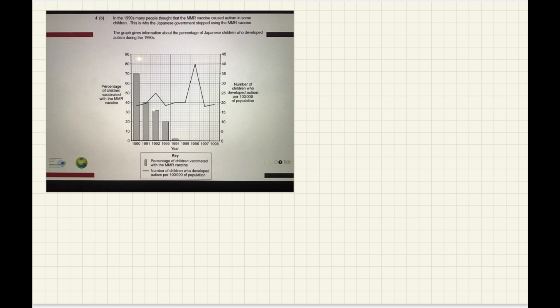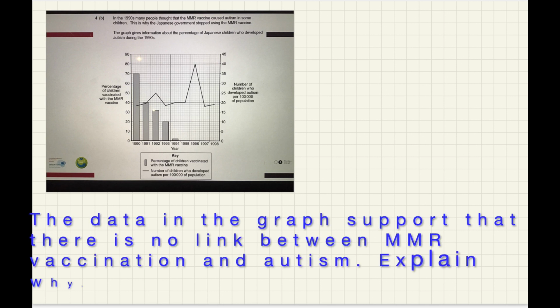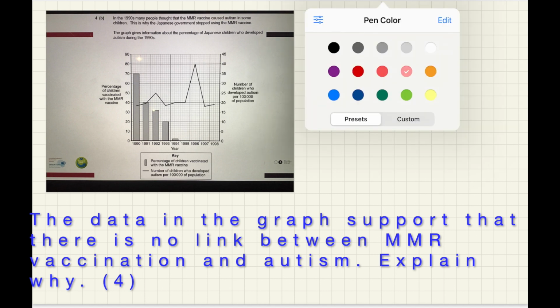I unhelpfully haven't put the actual question on here, so I will make it appear on the screen now. And it is: the data in the graph support the view that there is no link between MMR vaccination and autism. Explain why. And this is a 4-mark question. So pause the video, give yourself 4 minutes to answer.